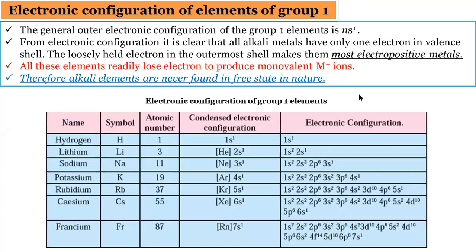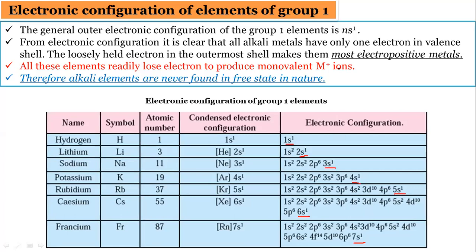So the electronic configuration is actually similar. The general outer electronic configuration we can see here: it is only one electron in the valence shell. So it is ns1, where n stands for the principal quantum number 1, 2, 3, 4, like this. See here, in case of hydrogen, it is 1s1. In case of lithium, I will show with the help of pen, it is 2s1, then 3s1, then 4s1, then for rubidium it is 5s1, then 6s1, and then 7s1.